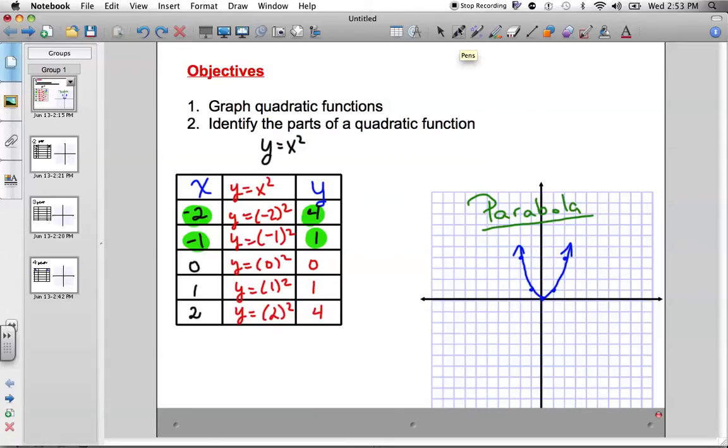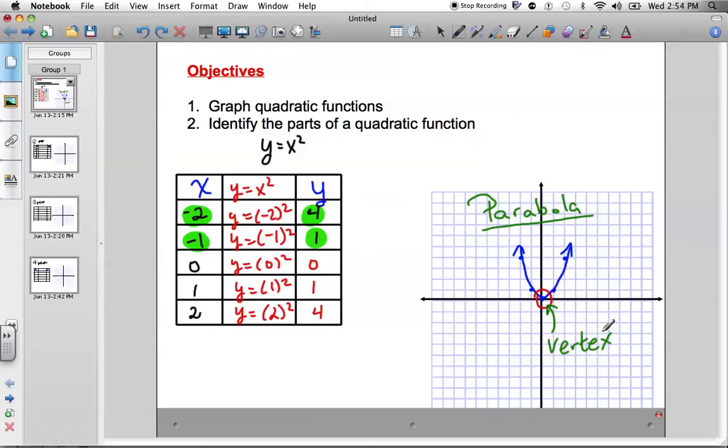A couple other things you need to know about the parabola. One is what a vertex is. Your vertex is your highest or lowest point. In this case, it's the lowest. So our vertex is right there at 0, 0, right at the origin.